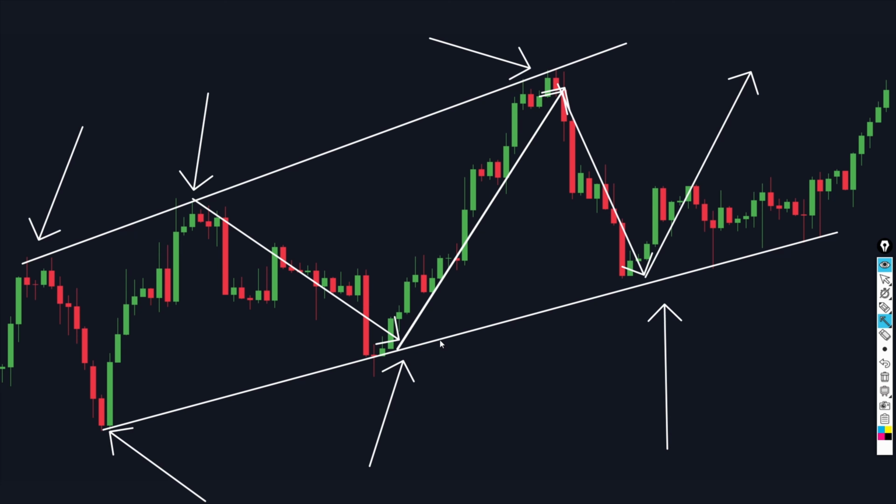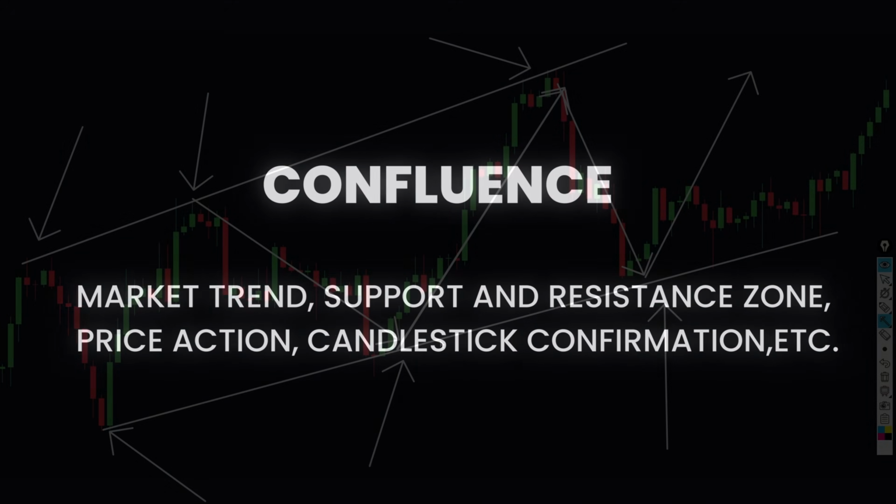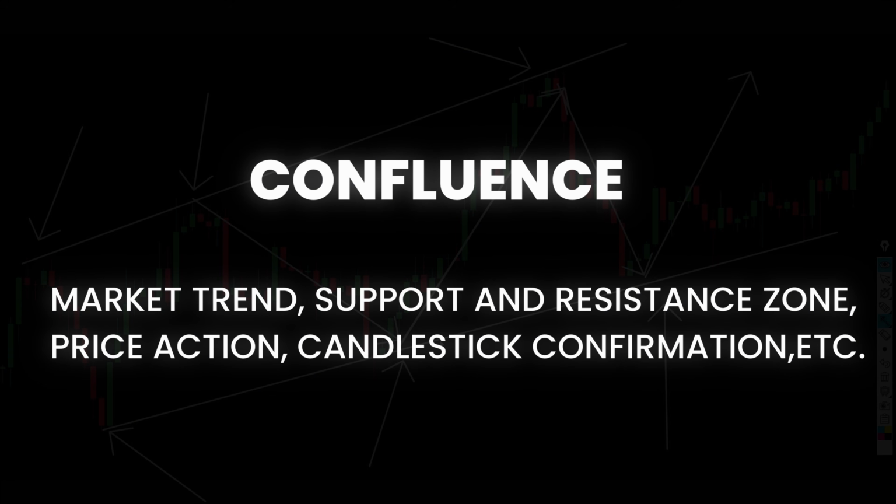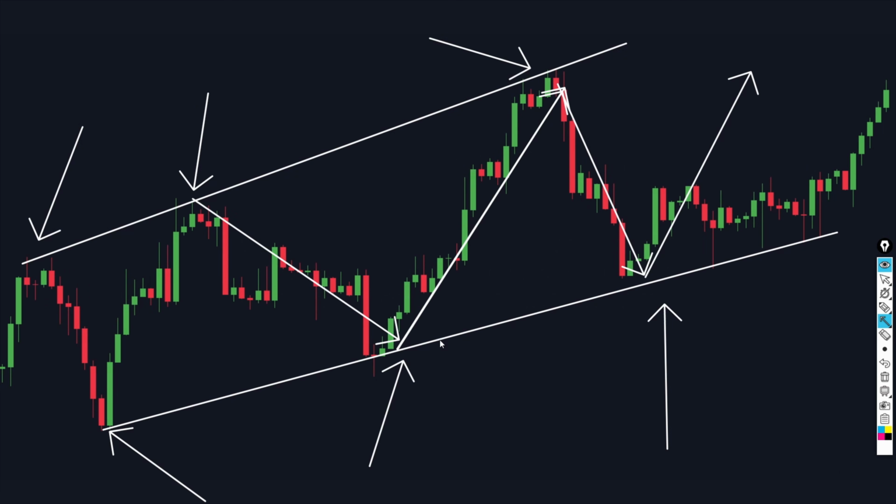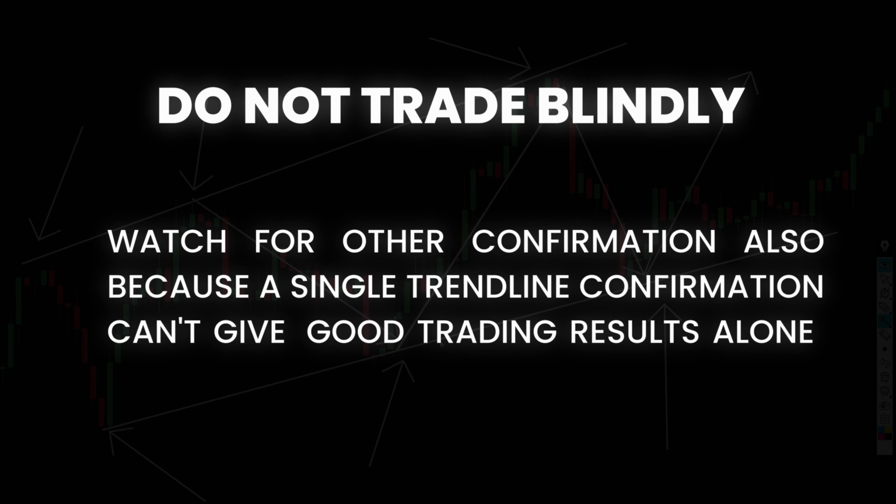But it doesn't mean that you can blindly place your trade once you have a trend line, because other confluences are also necessary. You can't place your trade just because you have a single trend line in your favor. The other factors also play a very major role. So do not trade blindly just because you have one trend line.